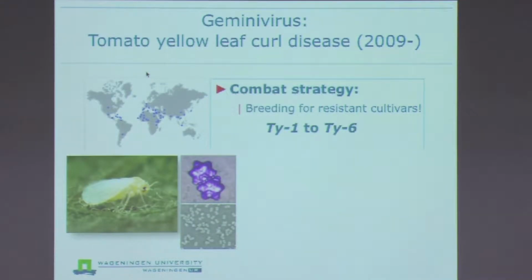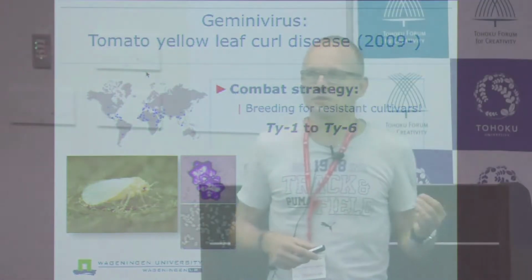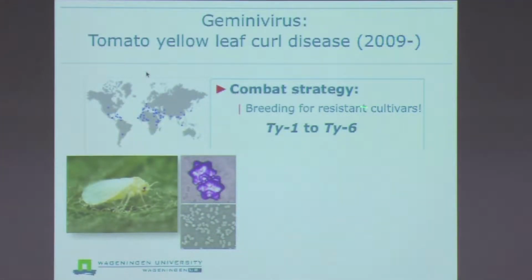So now getting to some of the data we have generated in relation to resistance against Geminiviruses, because it's difficult to combat Geminiviruses. People in general use insecticides to combat the whitefly because of the limited alternatives. But of course the alternative is to go for breeding for resistance. And currently there are about 6 resistance genes available for breeding against Geminiviruses. About 10 years ago we slowly started to try to map and clone these resistance genes.